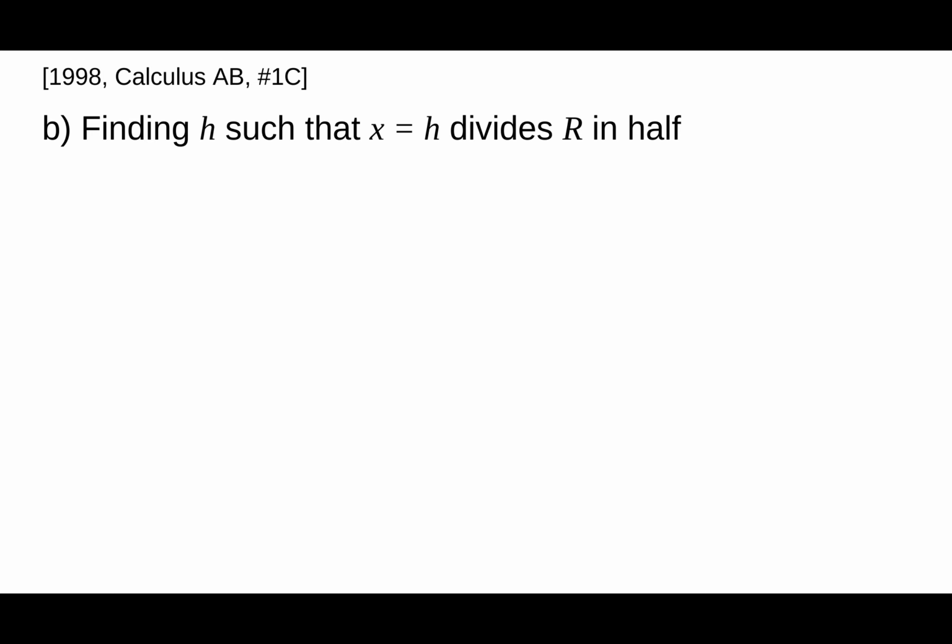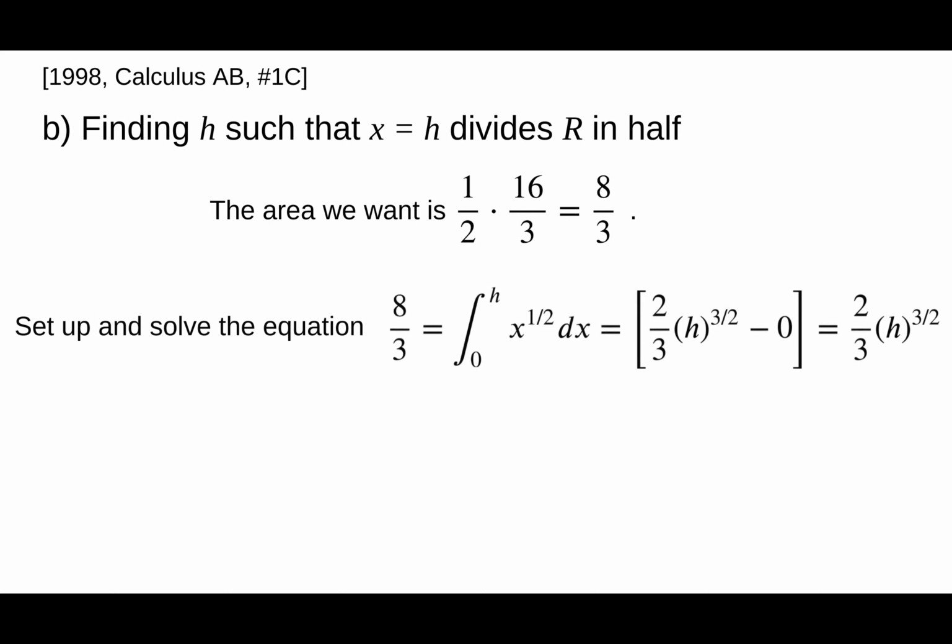In part B, we are asked to find a value of h such that the line x equals h divides R in half in terms of its area. Since the original area was 16/3, we want to find a value of h where either the integral from 0 to h is half of 16/3 or the integral from h to 4 is 8/3. Either one doesn't matter. So we take half of 16/3, that is 8/3. And so now we have a new equation.